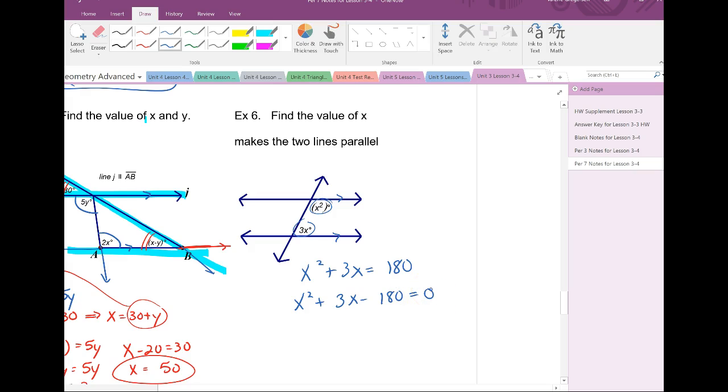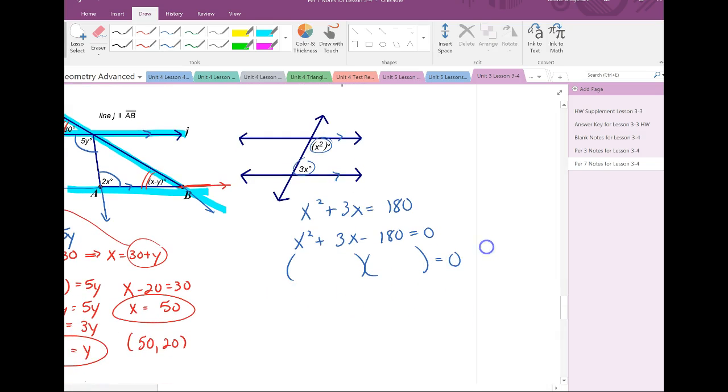Then you look for a greatest common factor. Well, there is no greatest common factor. We have an x squared, 3x, and 180, but that's it. So I have no GCF, so I go to my two sets of parentheses. With that, we have a negative 180, which means I have different signs. I have an x and an x here. And then you have to think of your factors of 180.